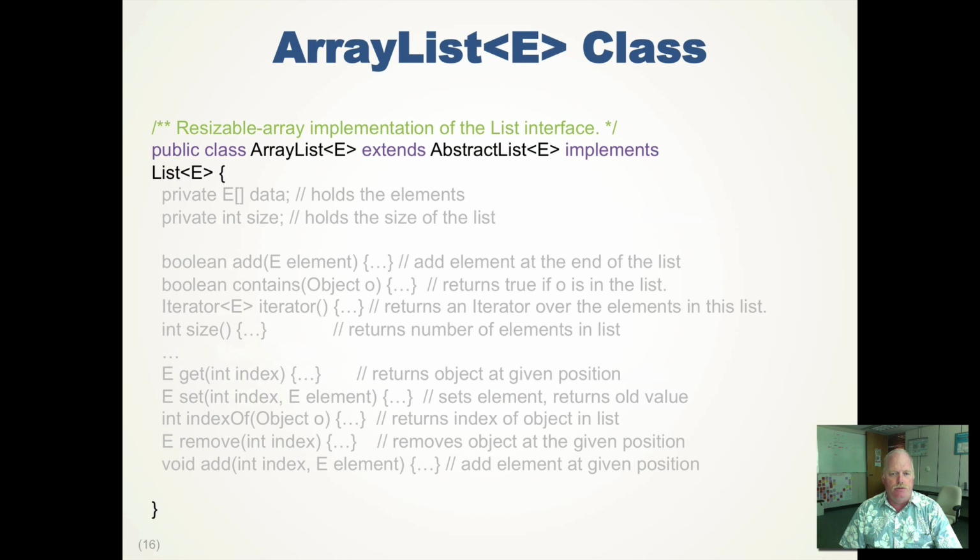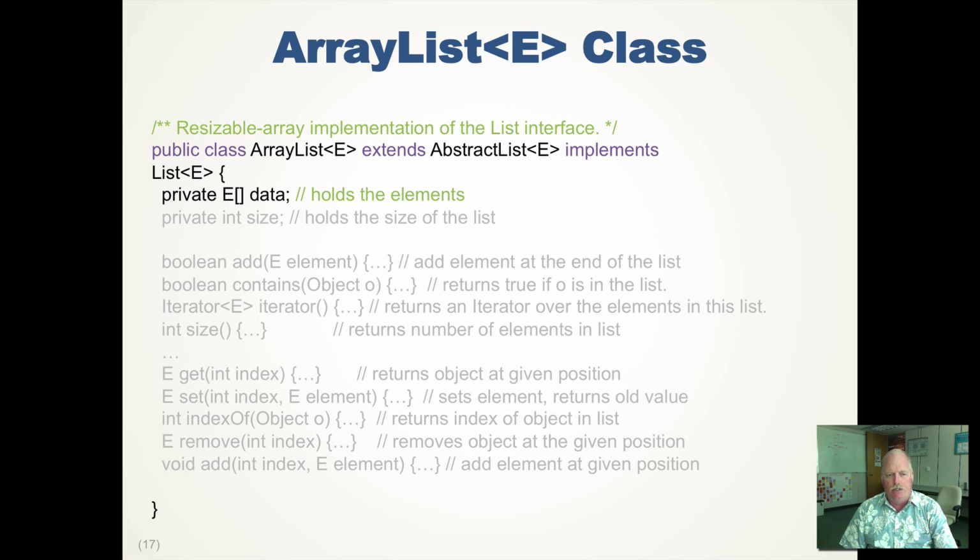So we talked about 3 different implementations this semester of the list interface. The first one we talked about is the ArrayList, which you can see extends the abstract list class and implements the list interface. It's an array list because we store the data in an array. So we keep an array called data that holds all the elements in the list.